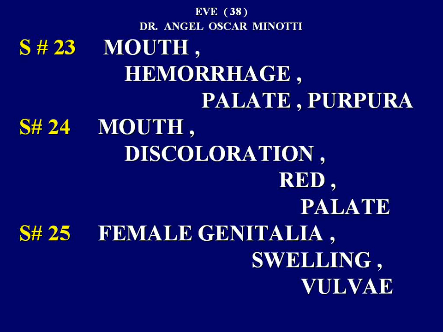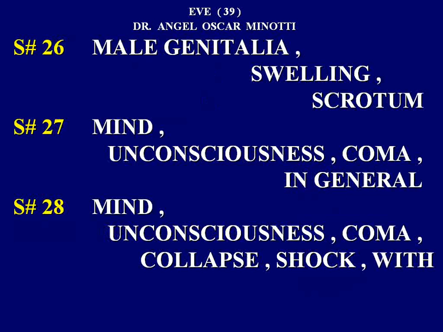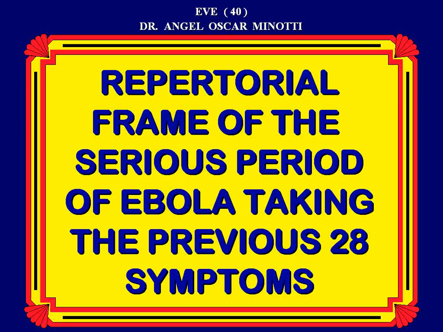23, mouth, hemorrhage, palate, purpura. 24, mouth, discoloration red, palate. 25, female genitalia, swelling vulvae. 26, male genitalia, swelling scrotum. 27, mind, unconsciousness, coma in general. 28, mind, unconsciousness, coma, collapse, shock with. Repertorial frame of the serious period of Ebola taking the previous 28 same symptoms.